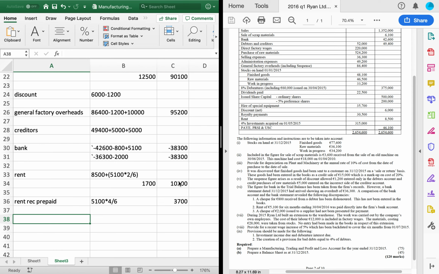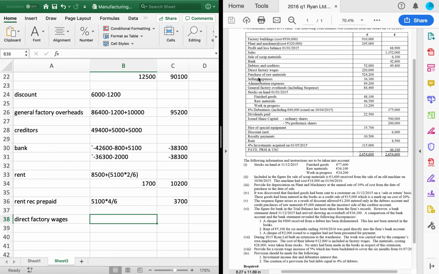Alright, working 7. During 2015, Ryan built an extension to the warehouse. This work was carried out by the company's own employees. The cost of the labour, 12,000, is included in factory wages. The materials costing 28,000 were taken from stocks. No entry was made in respect to this extension. So the labour includes this 12,000, and it shouldn't. Okay, so we take it out.